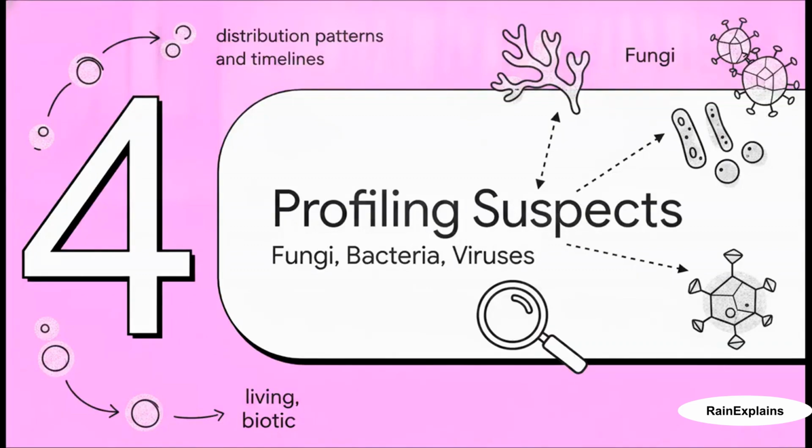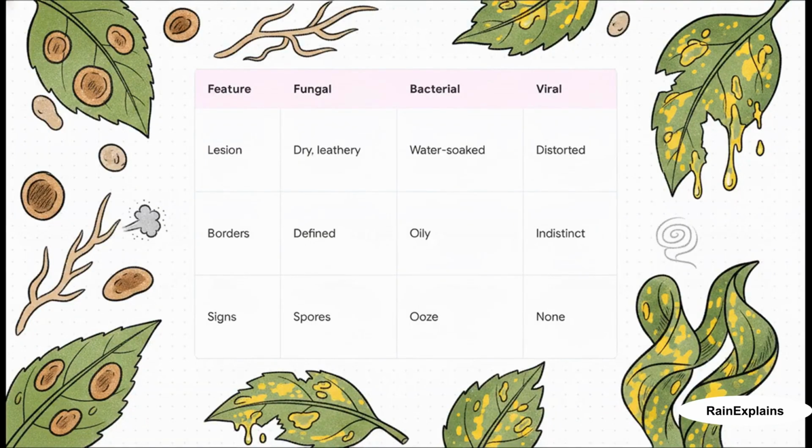Section 4. Profiling the suspects. Fungi, bacteria, and viruses. Now, what's really interesting here is how phytopathology gives us a very clear way to distinguish between our three main culprits: fungi, bacteria, and viruses. Fungi are by far the most common, and they typically create dry, leathery, or powdery lesions with very clearly defined borders. You'll often even see those visible signs we talked about, like spores or hyphae.